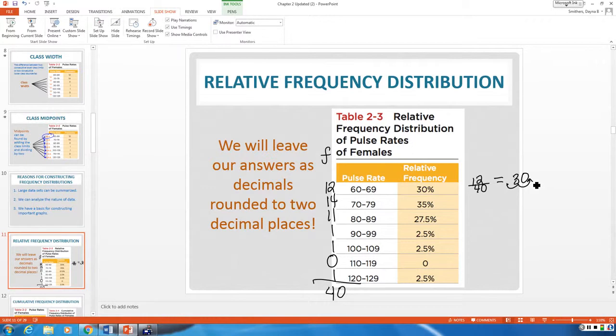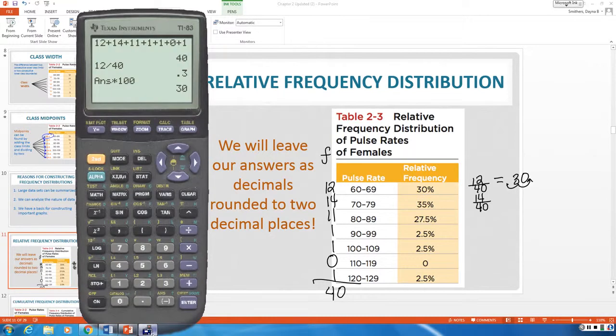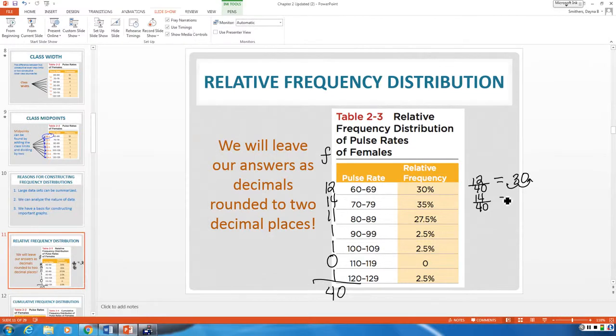So the next one, you're going to do what? 14 divided by what number? 40. Okay, come over here. 14 divided by 40. That's how they get the 0.35. Oh, yeah, 35%. You do that for each one. That's your relative frequency. Is that okay?